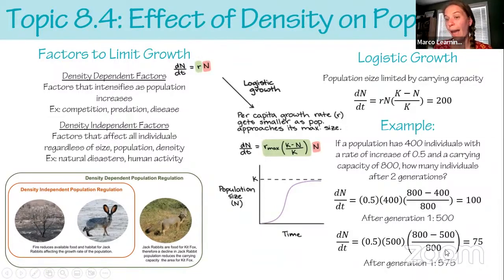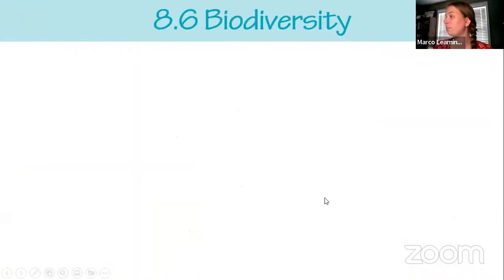So notice that as the population increases toward the carrying capacity, the rate of increase is going to decrease. Originally, there was 500, right? Because we increased by 100. And then because there were more individuals, I only increased by 75. So there was less of a rate of increase. There are fewer individuals born because we got closer to that carrying capacity.